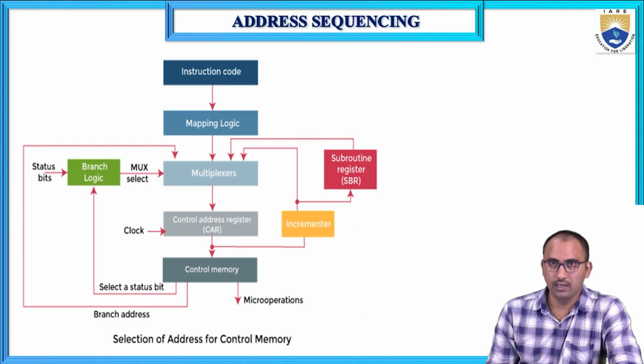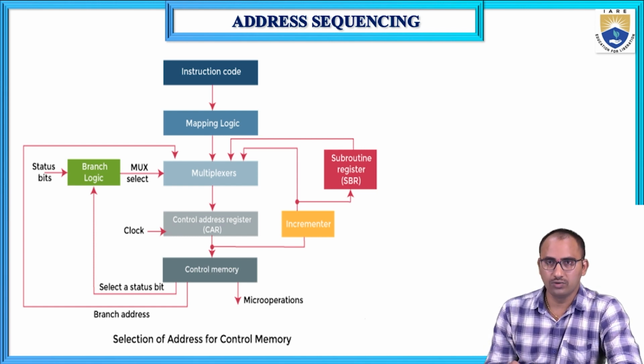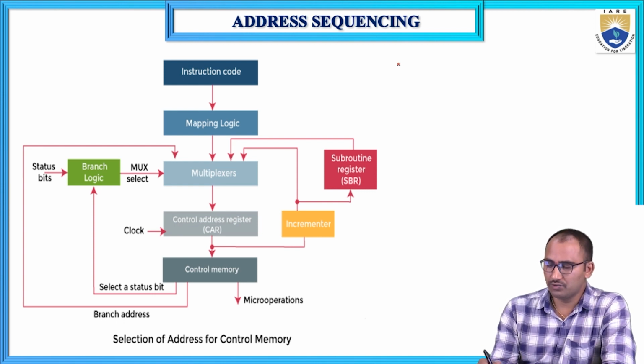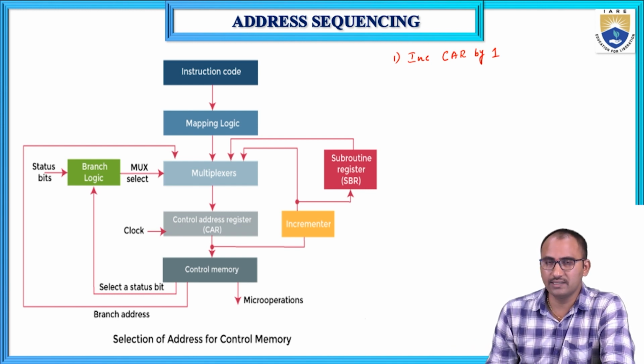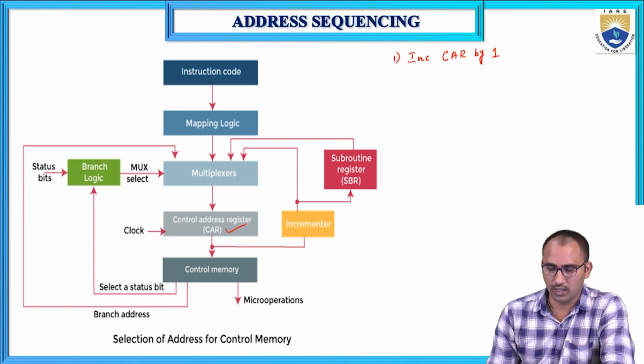Okay, so this is address sequencing: how we can generate the address of the next micro instruction. In total we have seen 4 ways. The first one is incrementing CAR by 1. What is CAR? CAR is the control address register. In order to understand this in detail, let us consider a memory.